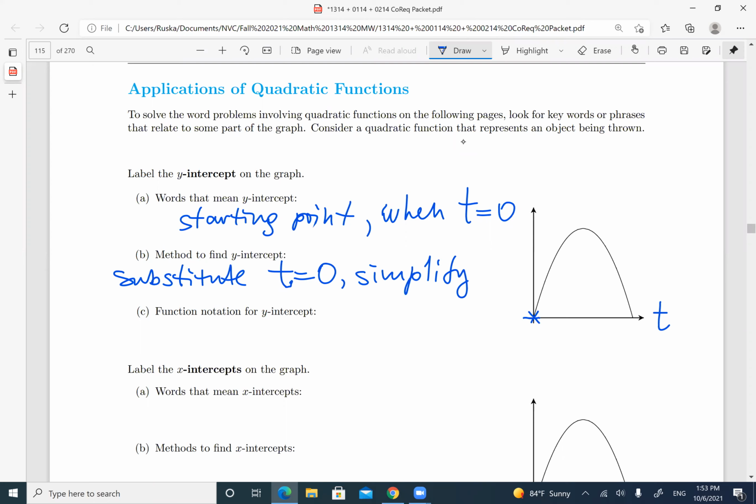Function notation for the y-intercept. What is the function notation? It's going to be f of t equals 0. That's how you write it. I'm sorry, f of 0. You substitute 0. f of 0 equals. Okay, everybody understand how to do the y-intercept? You plug in 0 for x, for t.